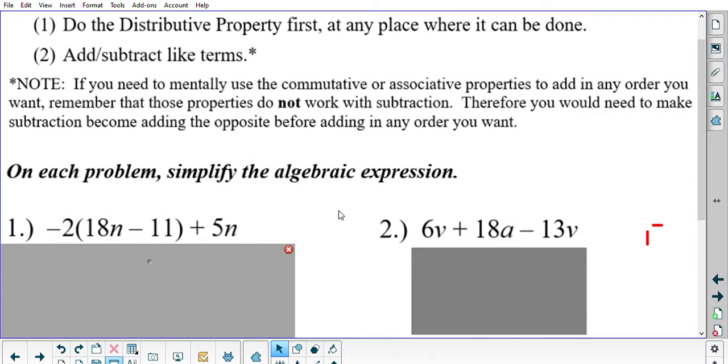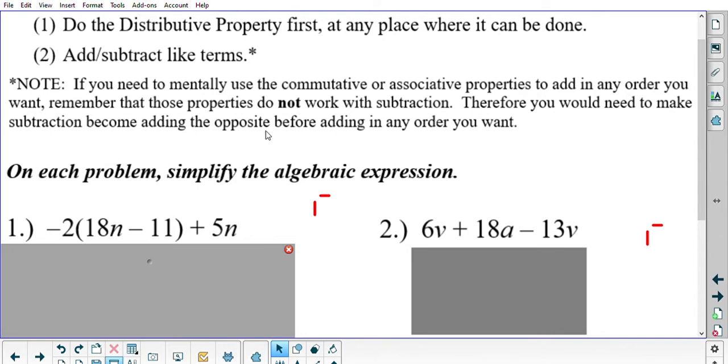The directions say, on each problem, simplify the algebraic expression. All right, problem number 1. We have distributive property with a negative 2 times the 18n minus 11, and then we also have plus 5n. That's not going to be part of the distributive property.